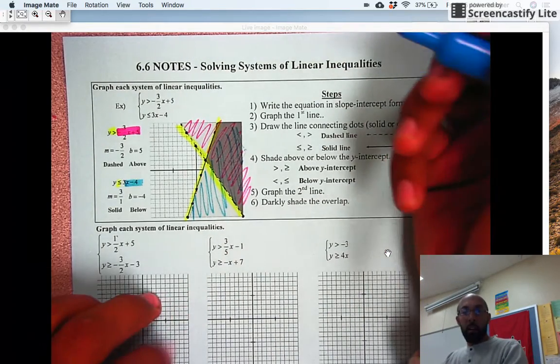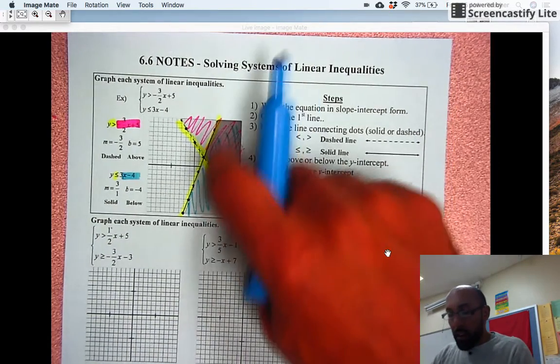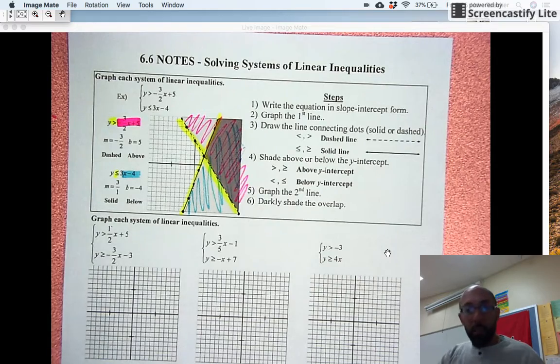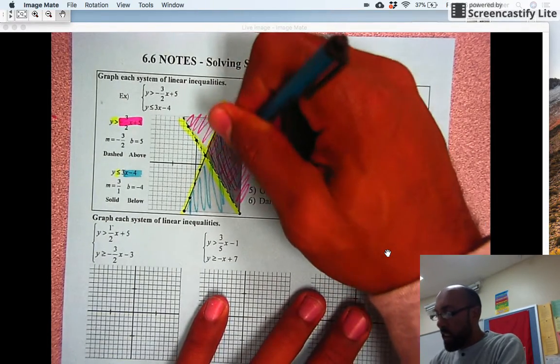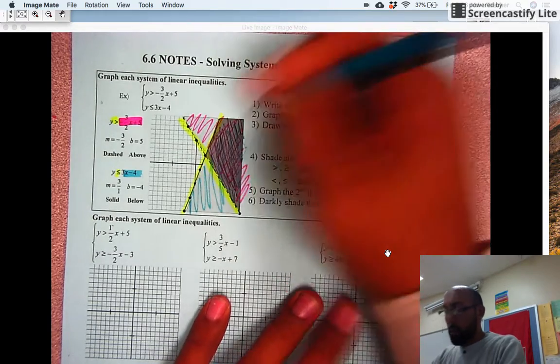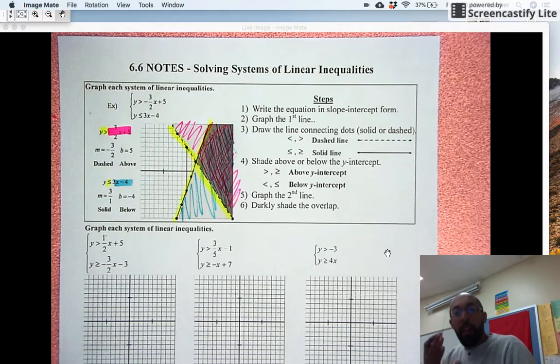Now look, where do you see pink and blue? Right here in this dark area. So then that means that's where your answer is. It's where they both have the same shade. So you have two inequalities, and where the shades come together, that's the answer. Okay? So let's try that out.